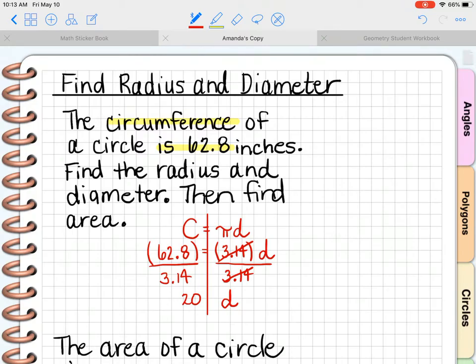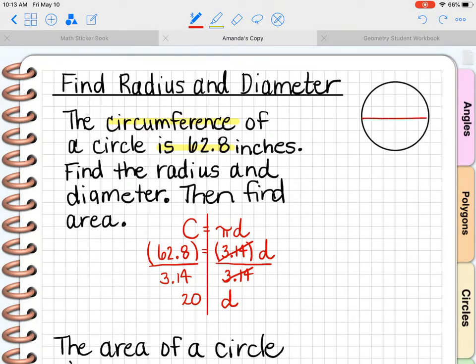Being the person I am, I want to see a picture. So you don't have to do this. I'm going to go ahead and draw myself a picture and bring it right up here. But what we just found tells us that the diameter of this circle is 20.